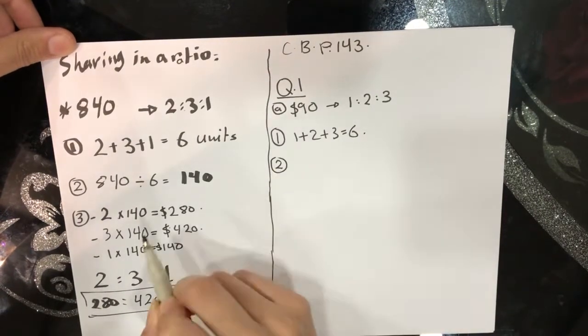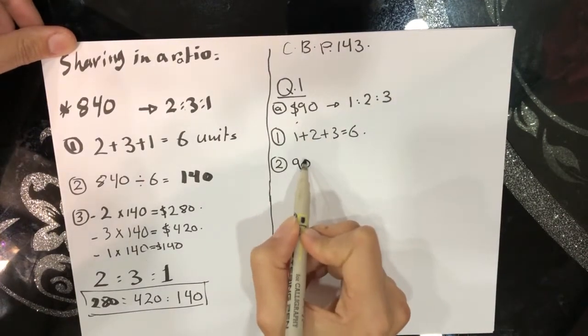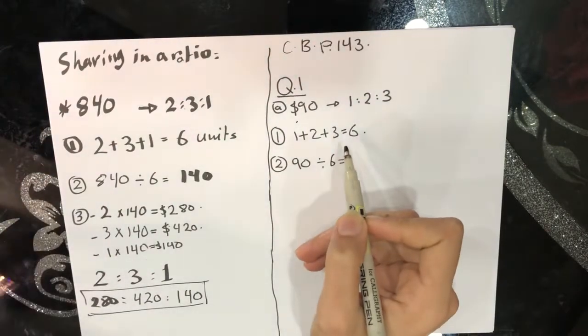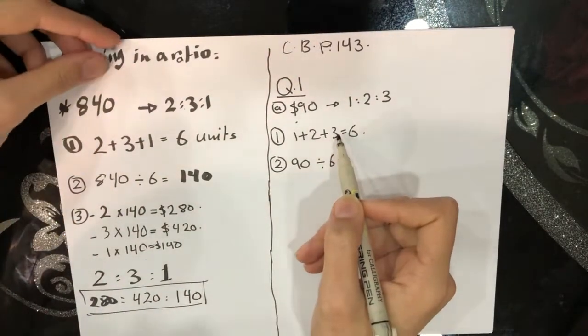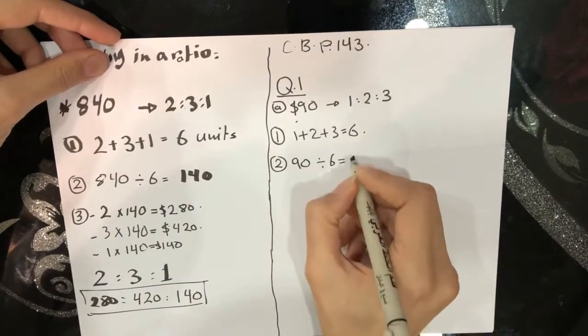Step 2, you will divide the given amount of money, which is 90, divided by 6, divided by all the numbers of the ratios, or the total number of parts. So when you say 90 divided by 6, you'll get 15.